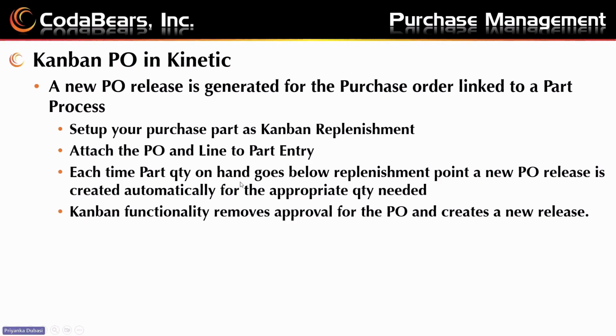Each time this part's quantity on hand goes below your replenishment point, a new PO release is created automatically. The Kanban functionality removes approval for the PO and creates a new release. So basically, for your blanket POs, you have to go through the PO approval process also. But for your Kanban PO, you don't have to. It just automatically goes ahead and creates the PO for you.